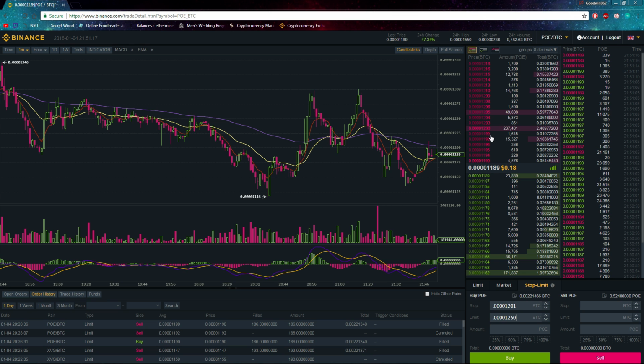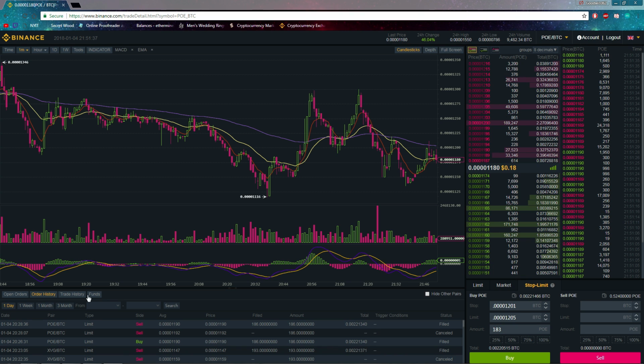So okay, it hit 1201. Then it would buy at, or you can even do it, it would buy at 1205 or something like that. Once it hits that price point, it'll buy, or once it hits that price point, it'll sell, and then again you can tell it how many you want to buy or sell.